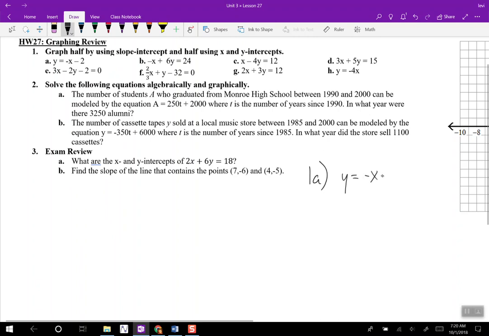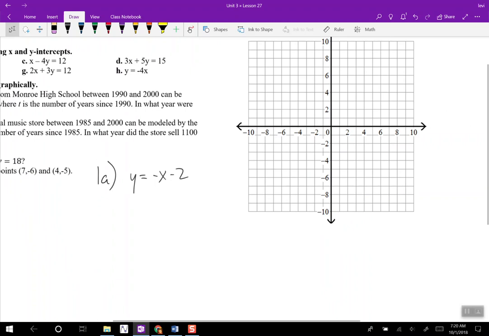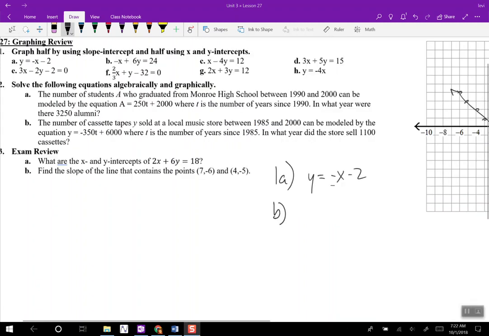y equals negative x minus 2. So our y-intercept is negative 2, and our slope is negative 1, so we're going down 1, right 1, up 1, left 1. Our line looks something like that.